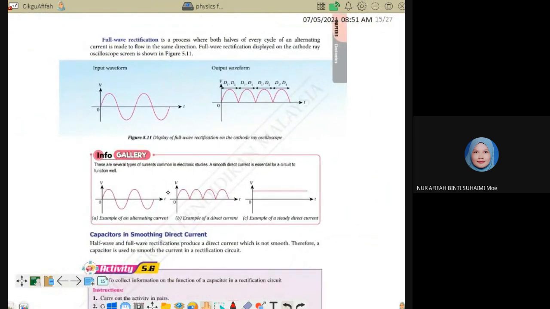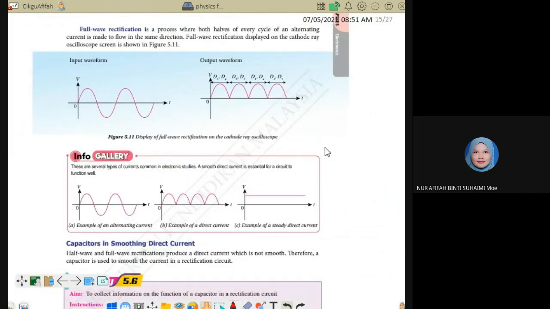Full wave rectification. Ini dia punya graph lah. Sama macam yang saya explain tadi lah. This one dia guna diode. D1, D2, D3, D4, D1 to D2 positive. Okay. D3, D4 also positive. Okay. From AC current, from the input voltage, okay, from the power supply is AC. Now we want to convert to DC. So dia punya graph like this lah. This one for full wave rectification.